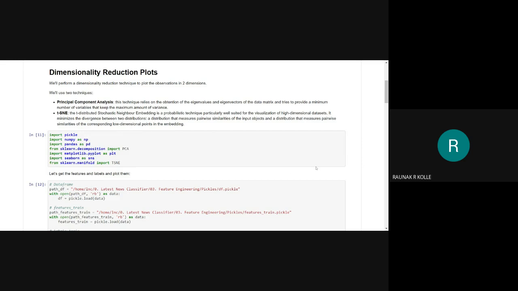The TSNE stands for the T-distributed stochastic neighbor embedding, which is a probabilistic technique particularly well suited for visualization of high-dimensional datasets. It minimizes the divergence between two distributions, a distribution that measures pairwise similarities of the input objects and a distribution that measures pairwise similarities of the corresponding low-dimensional points in the embeddings.